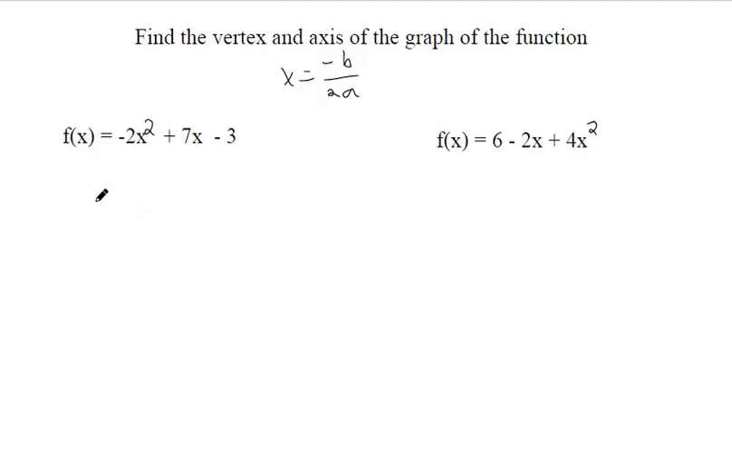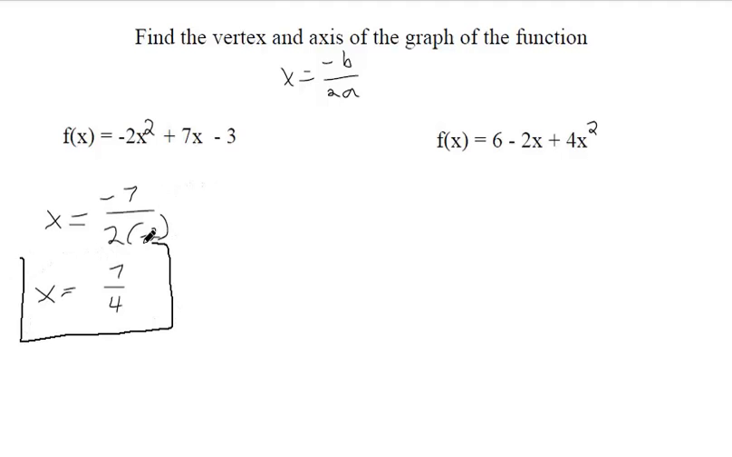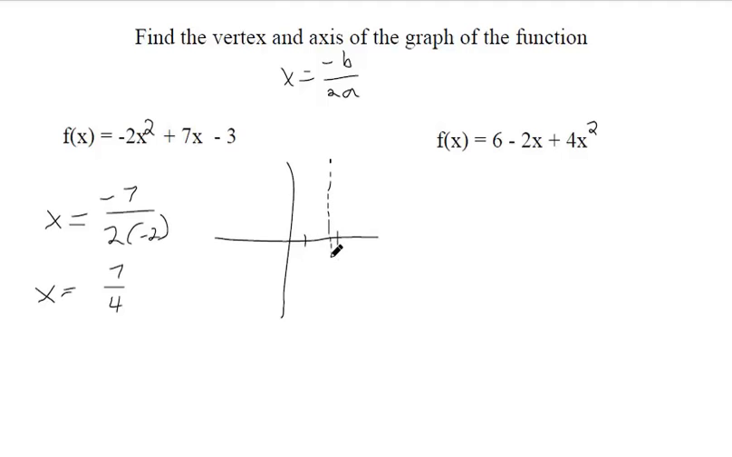So if I plug in negative 2 in for a and 7 in for b, I get this in this vertex equation. And then if you simplify, that's 2 times negative 2, that's a negative divided by negative, so that's 7 over 4. So that's the x location of the vertex. Okay, and this is the equation of the axis of symmetry, because look, that's a vertical line, right? At x equals 7/4, somewhere right around here, that's the graph of x equals 7/4, that dotted line.